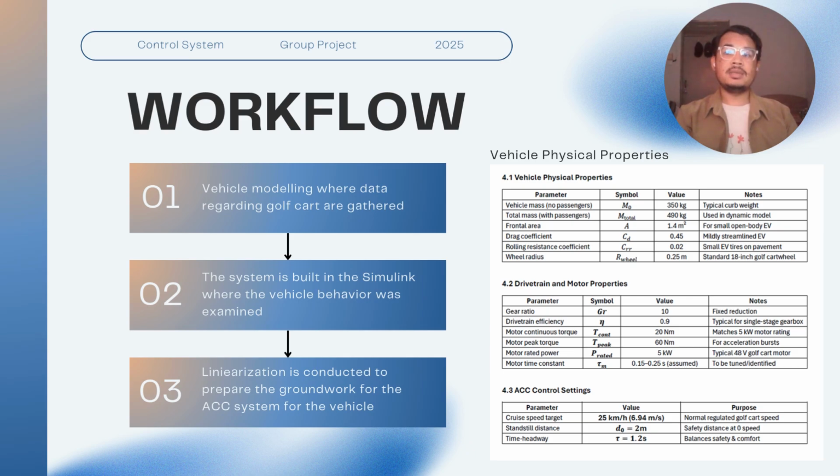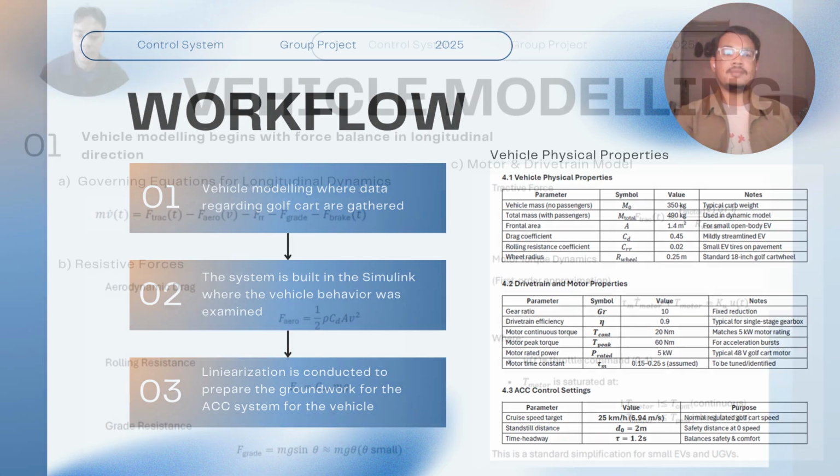After completing the modeling, we proceed with linearization to understand how the system behaves near a specific operating speed. This prepares the groundwork for the adaptive cruise control structure, which uses both a speed loop and a distance loop. At the end of the project, we validate the complete controller using a simulated lead vehicle profile. I will now pass to the next presenter who will explain the modeling and open loop findings.